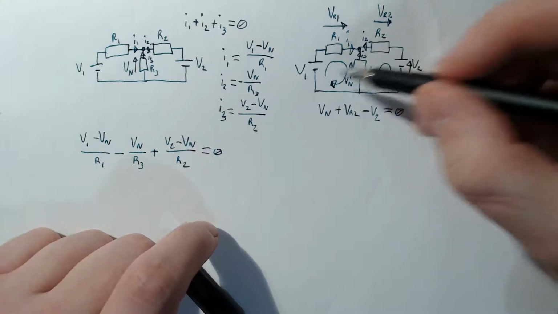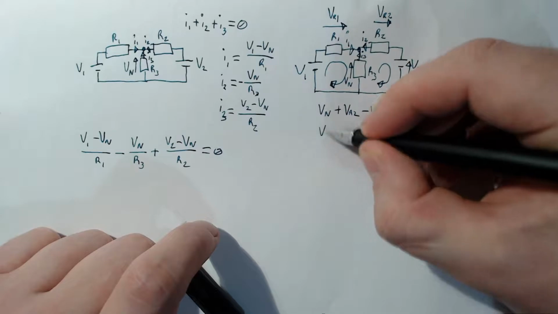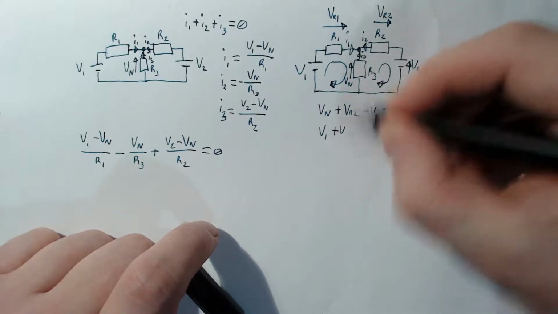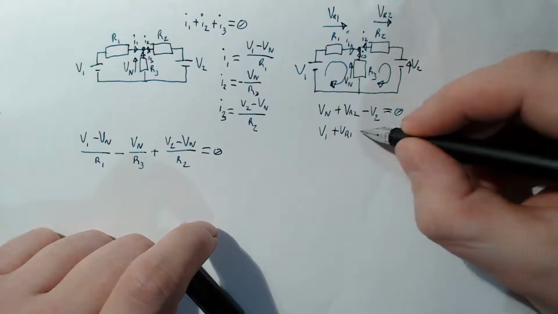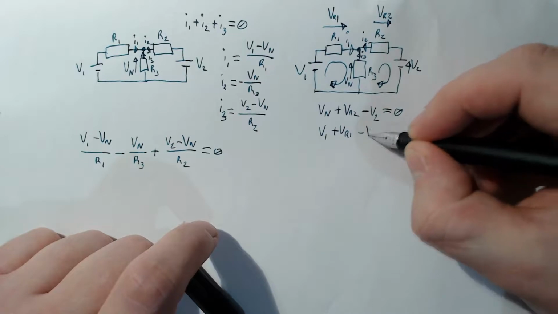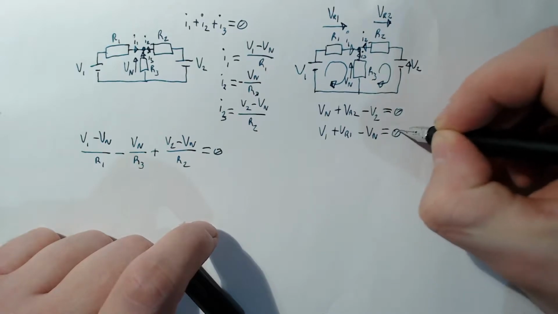And looking at this loop, that's going in the same direction, so V1 positive, VR1 is positive, and Vn is going in the opposite direction, so that must be negative, minus Vn equals 0.